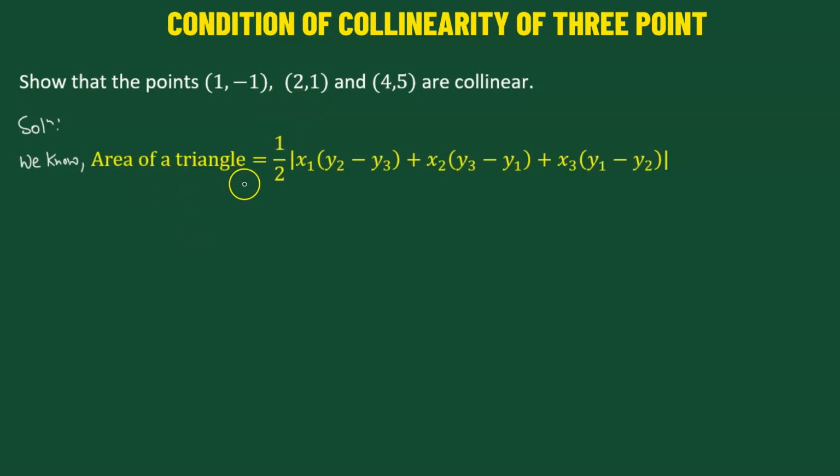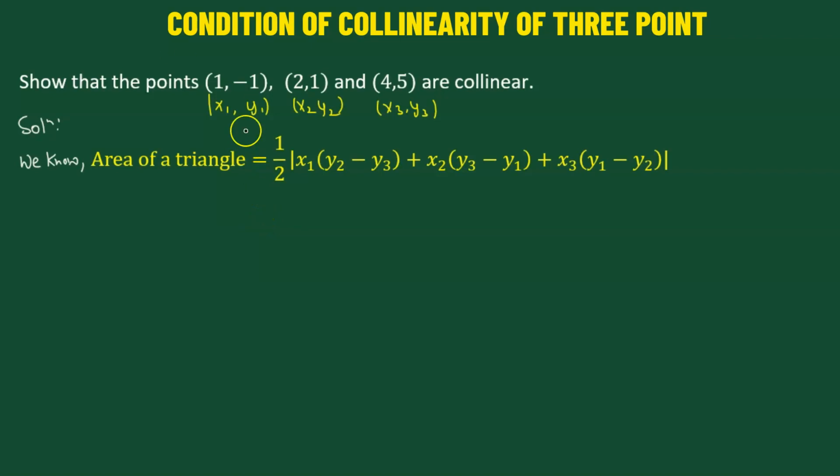We know that the area of a triangle is given by this formula, which is half times the absolute value of x1(y2 - y3) + x2(y3 - y1) + x3(y1 - y2). Here we have a few variables, x1, x2, x3, y1, y2, y3. They correspond to the coordinates of the 3 vertices of a triangle. Let's say one of the coordinates be (x1, y1), another be (x2, y2), and the third one be (x3, y3). When we substitute these values into this equation, that's going to give us the area of the triangle.